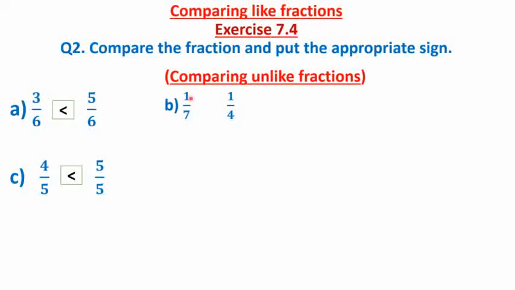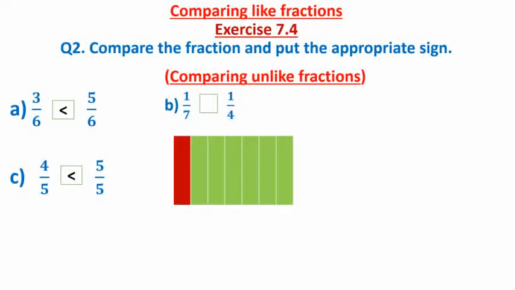So 1 by 7. If I draw the figure of 1 by 7, here I am writing the fraction of the red colored part. 7 is the total or whole part, so we have divided this box into 7 equal parts, and 1 is the part which we have colored with a red color. So this figure shows the 1 by 7 fraction.